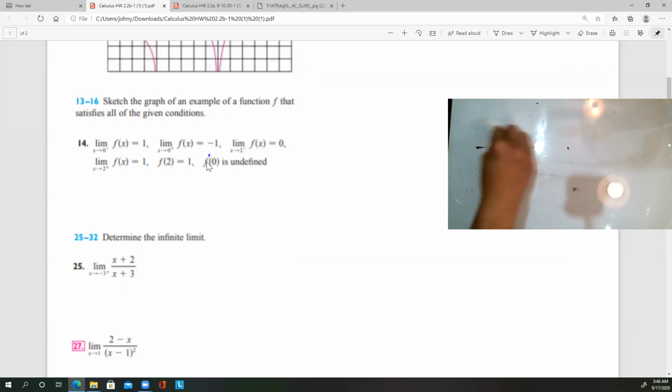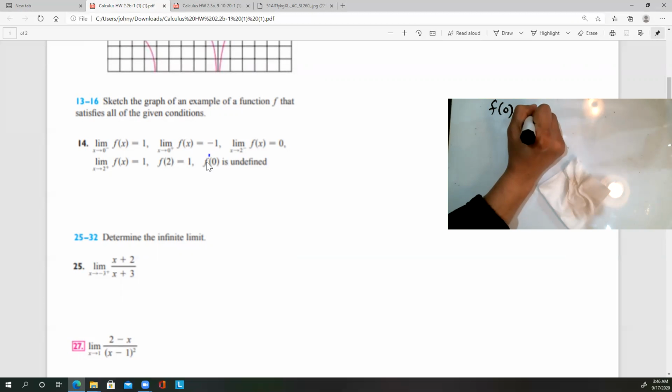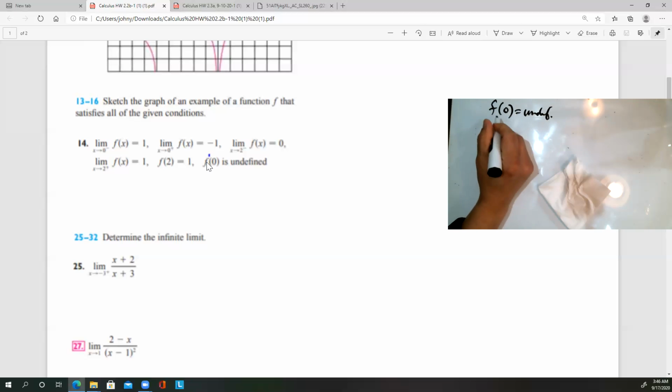What does this mean? F of 0 is undefined. That means when my input is 0, my y value does not exist. It could be a nothing there, or it could be a vertical asymptote.